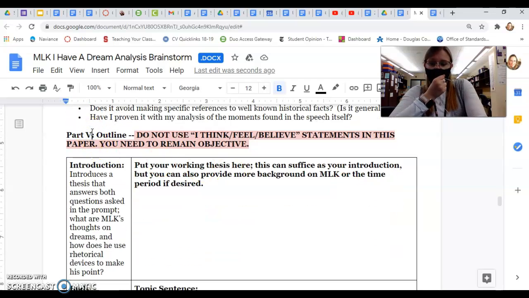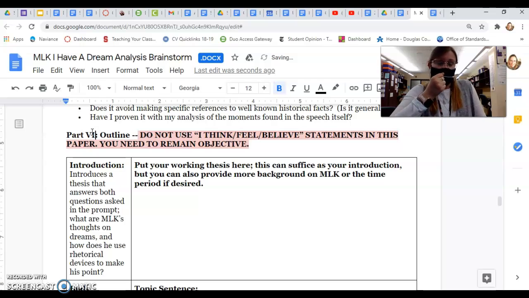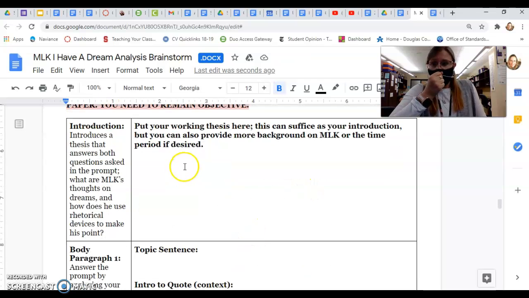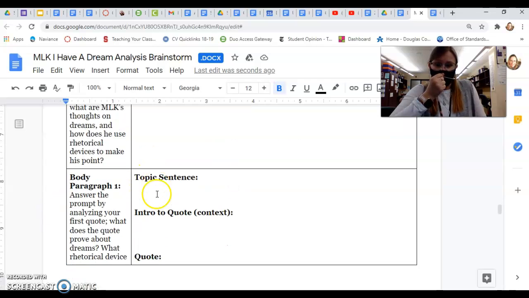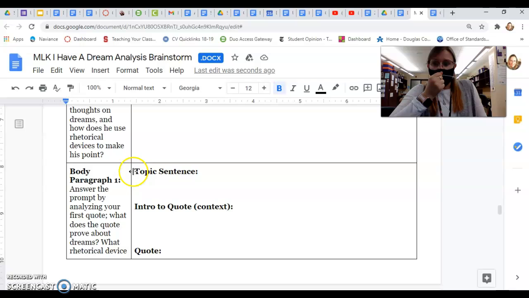Then part 6 is where you get to the actual outline. Now that you have an answer to the prompt and you know what you want to write about in regards to those rhetorical devices, you can start to work through this outline. You can basically follow the prompts that I put in each of these boxes. In the body paragraph boxes, I ask for your topic sentence. That means you need to tell us what this paragraph is about. What idea about dreams are you writing about, and what rhetorical device are you going to mention?